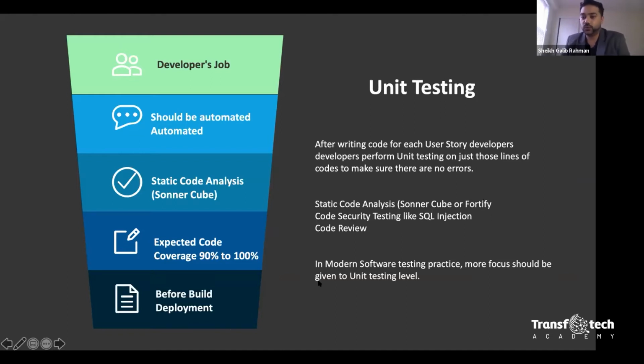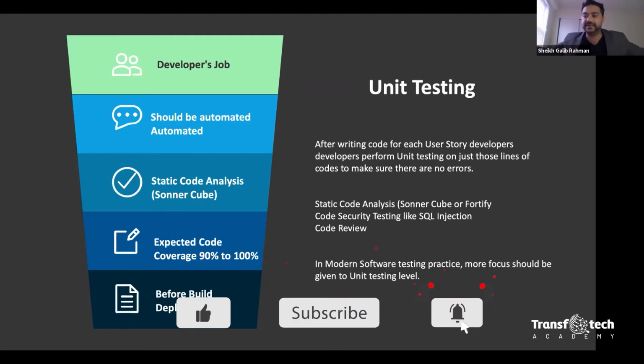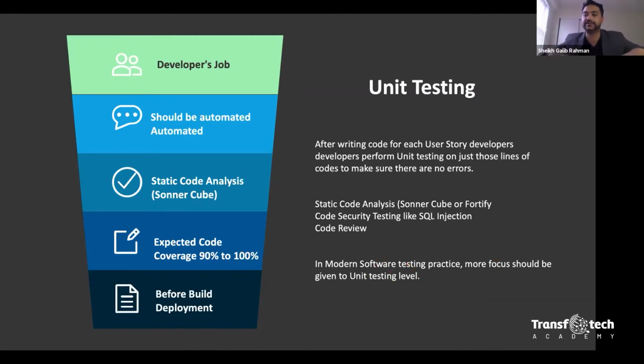And once they are done with the unit test, let's say they have written code for 5 different stories, and that is 5 different pieces. They will do unit test on those 5 different pieces, right? Separately, do all of these 3 things. Then they will combine those codes and create a build, right?